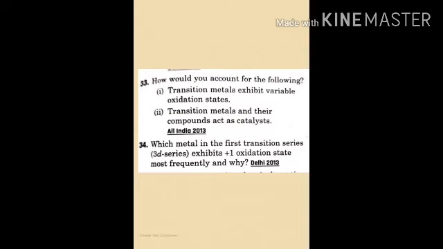How would you account for the following? First question: transition elements exhibit variable oxidation state. That question we have already discussed. Then the question is, transition metals and their compounds act as a catalyst, right? They are a very good catalyst. What's the reason for that?